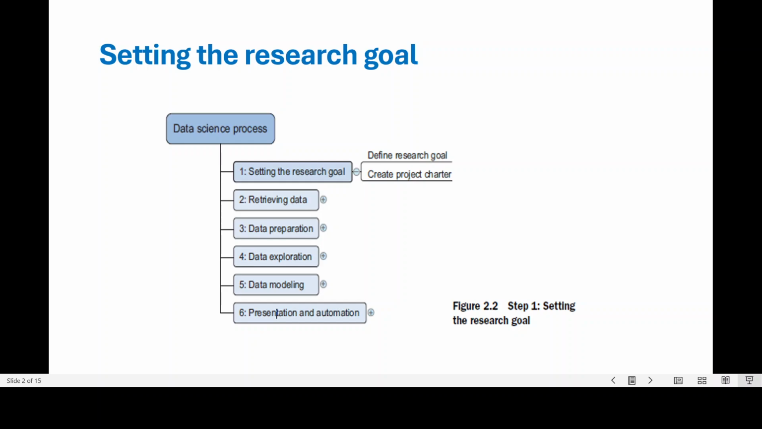Setting the research goal. The first step in the data science process is setting the research goal. Before collecting any data or building any model, we need to clearly understand the problem we are trying to solve. A data science project should always start with a well defined objective because the goal determines what data we need, how we analyze it, and what outcome we expect. Without a clear goal, even a large amount of data may not produce useful results.